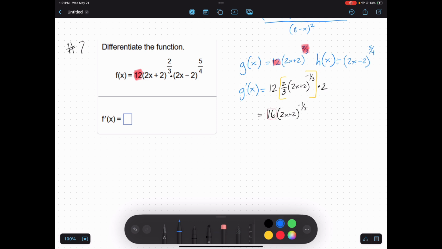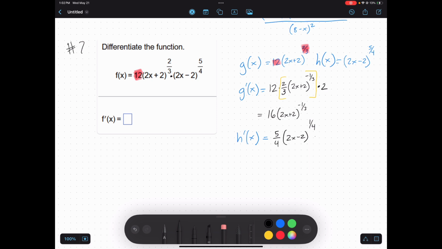Okay, well now let's look at h of x. h of x is going to look very, very similar because it's the same type of function. We have a linear function inside of a power function. And so I'll use the chain rule like I did earlier. I'm going to bring down that power, multiply it by the power, keep that inside function the same, and then subtract 1 from the power. 5/4 minus 1 gives me 1/4.